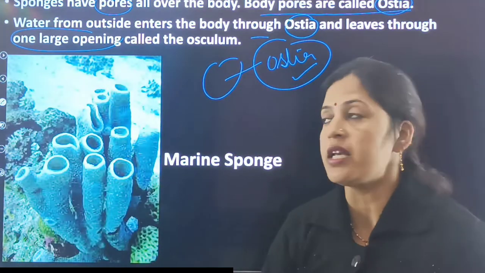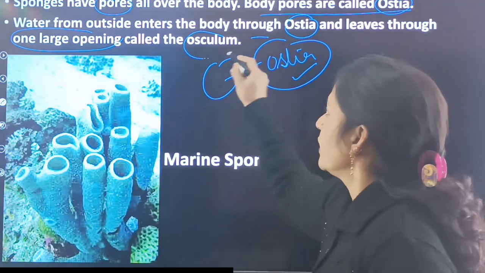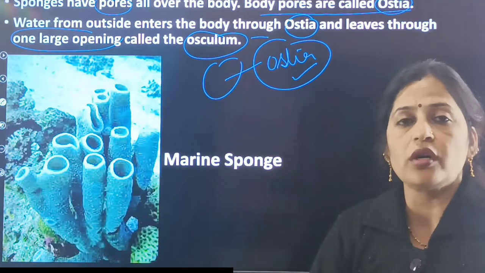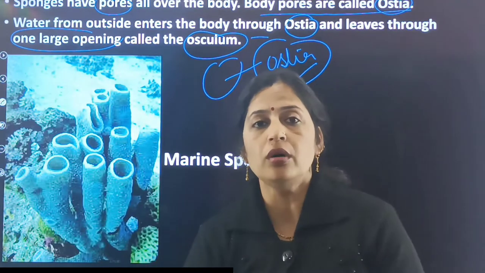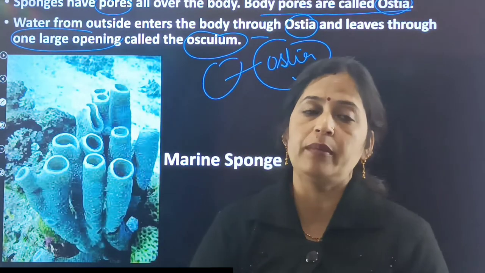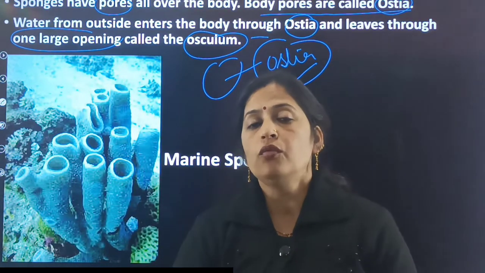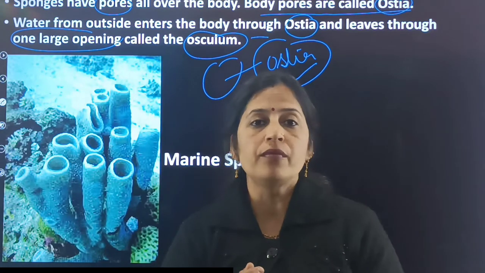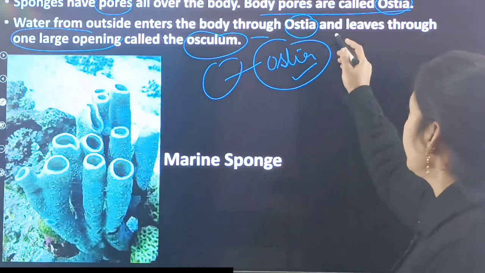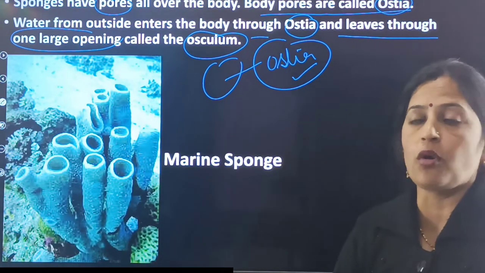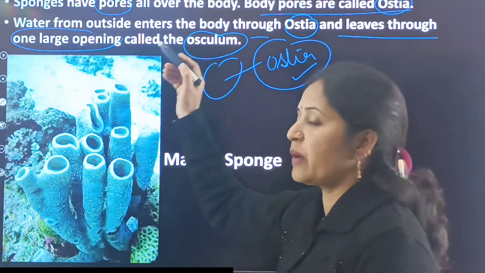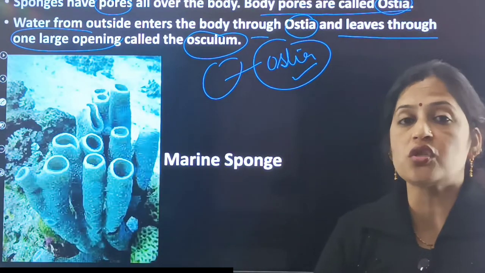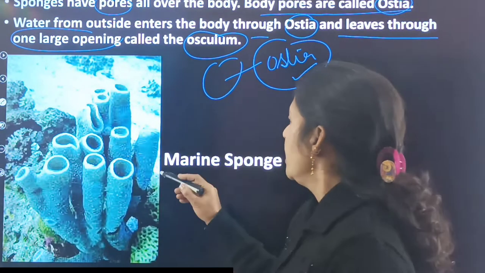That large opening is called ostium. That means the water that enters the body enters with the help of ostia. And the water that leaves the body leaves through a special type of large opening, which is called the osculum.